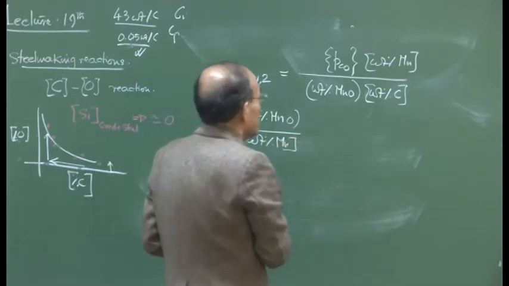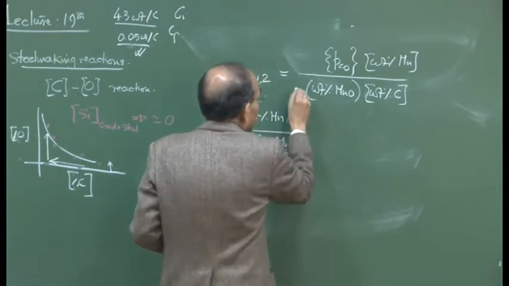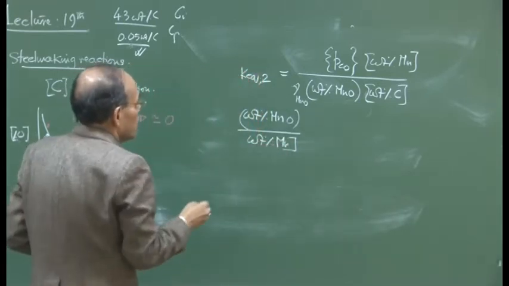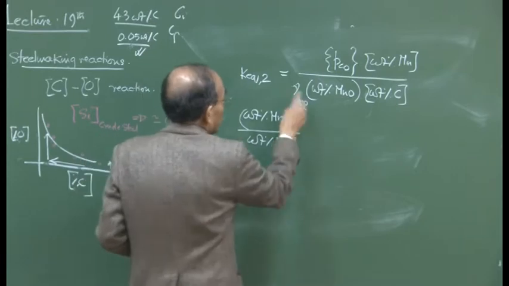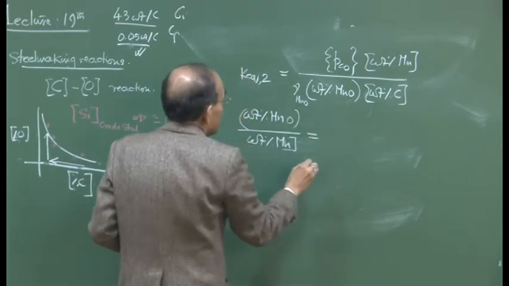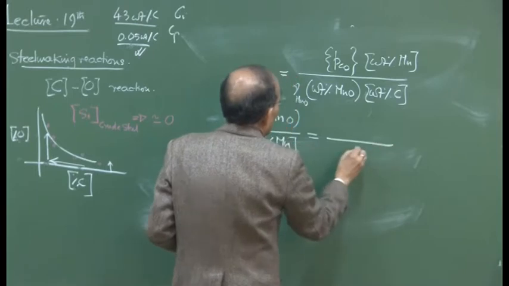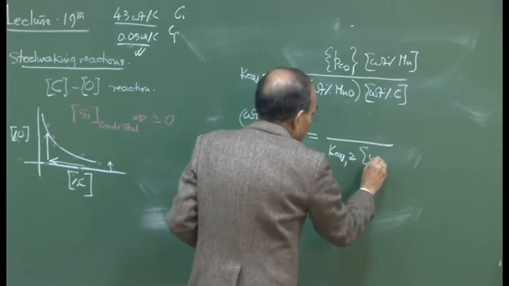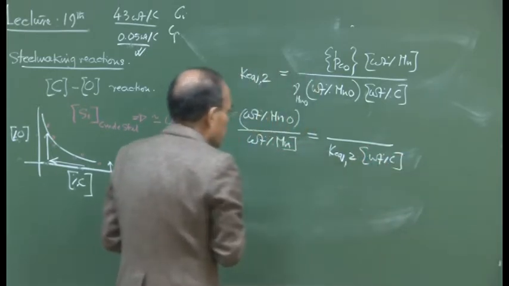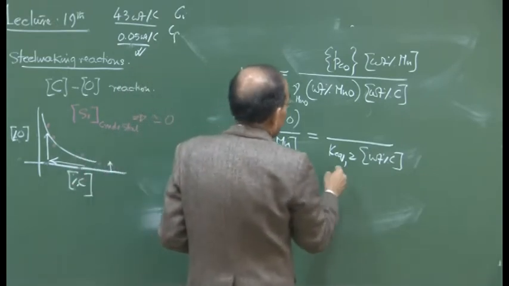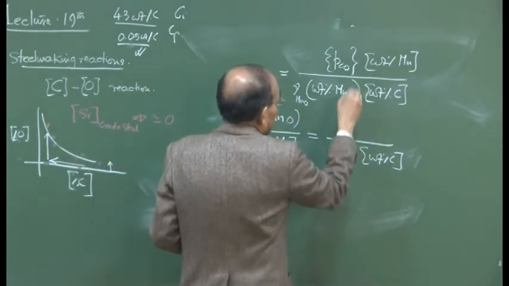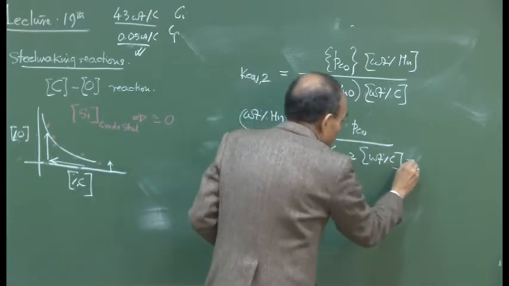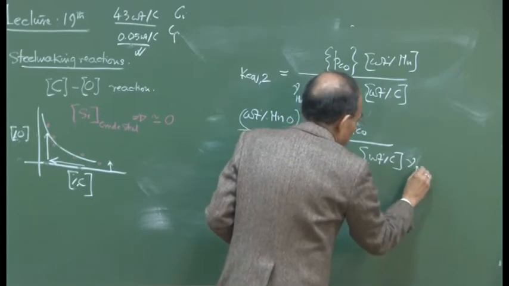So here, gamma MnO also should have been written, and then we can write down that metal. So we have taken this, so this is equal to K equilibrium 2 into weight percentage of carbon, multiplied by what we are left with here, the PCO value. Weight percentage carbon, K equilibrium into gamma MnO.